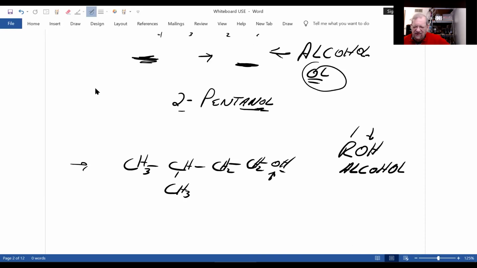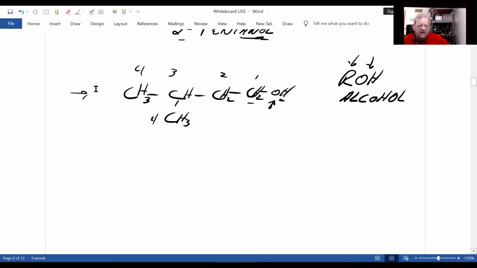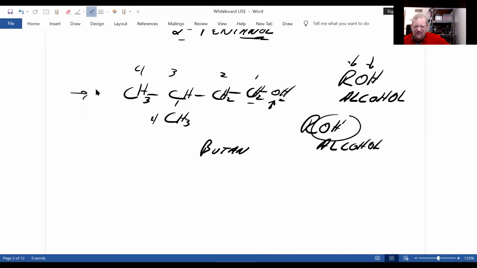Remember, a hydroxyl group on a carbon in a molecule is an alcohol. And how many carbons are in the longest chain with the carbon with the hydroxyl group? 1, 2, 3, 4. Or you could have called this one 4. It doesn't matter. You get the same answer. So a 4-carbon chain alkane is butane. It's an alcohol because of the hydroxyl group. And I drop the E, add OL, butanol.